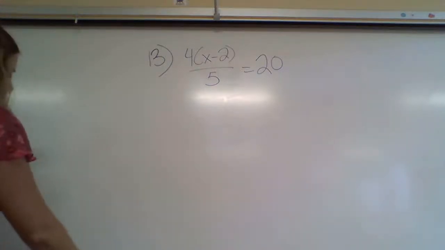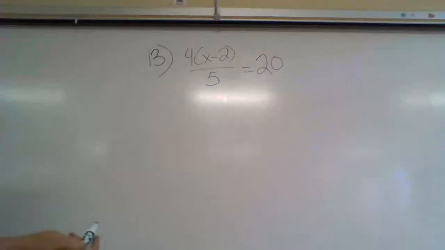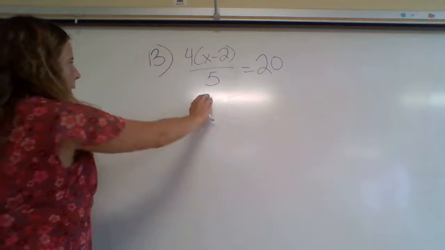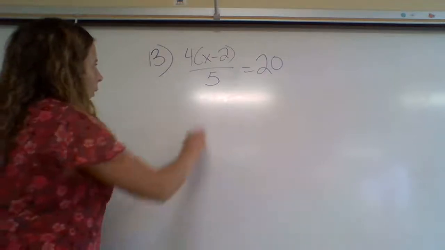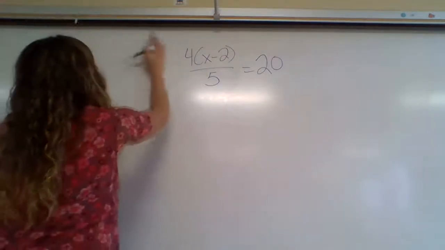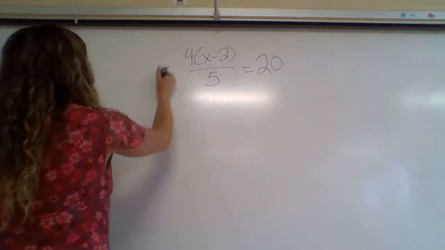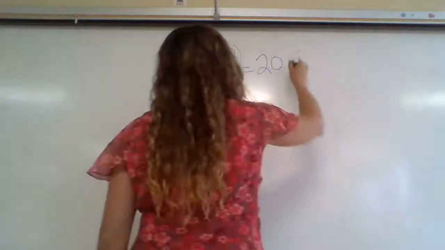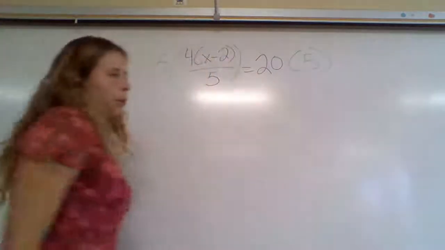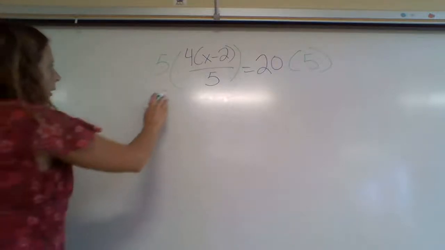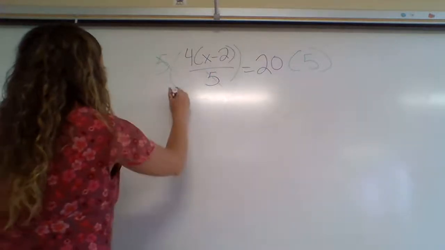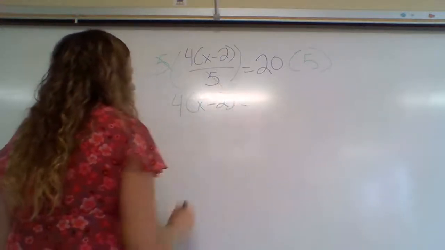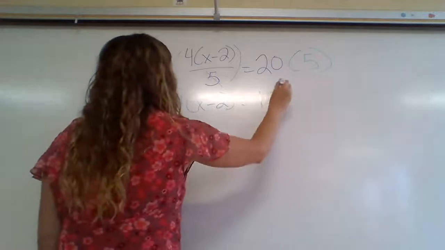Okay, there are two different things you could do first. You can either distribute the 4, or you can get rid of this 5. I'm going to get rid of my 5. So to do that, I'm going to multiply both sides by 5, because what you do to one side, you have to do to the other side. All right, on here, my 5s just cancel each other out. And so I'm left with 4x minus 2 equals 20 times 5, 100.